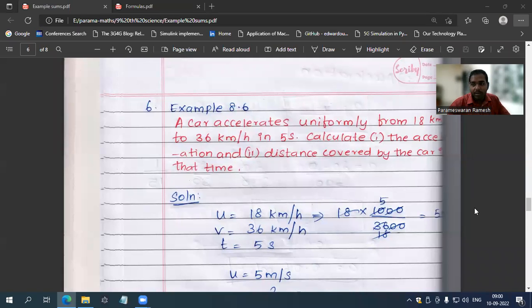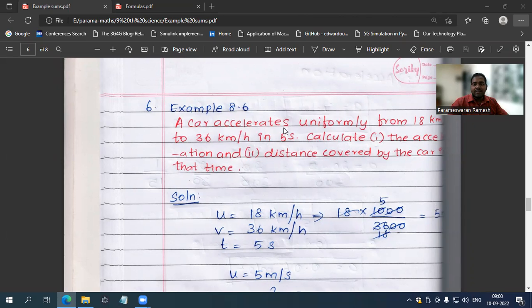Hello, welcome you all. Last class we discussed examples 8.3, 8.4, and 8.5 in chapter 8, Motion, class 9. Today's class we are going to see two example sums, example 8.6 and example 8.7. Let's move on to the question.